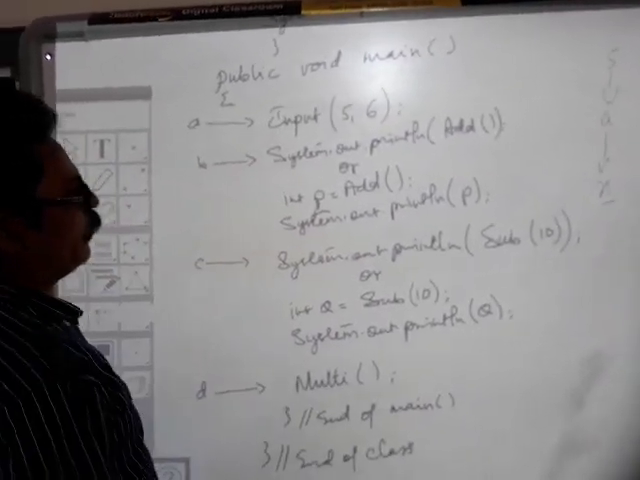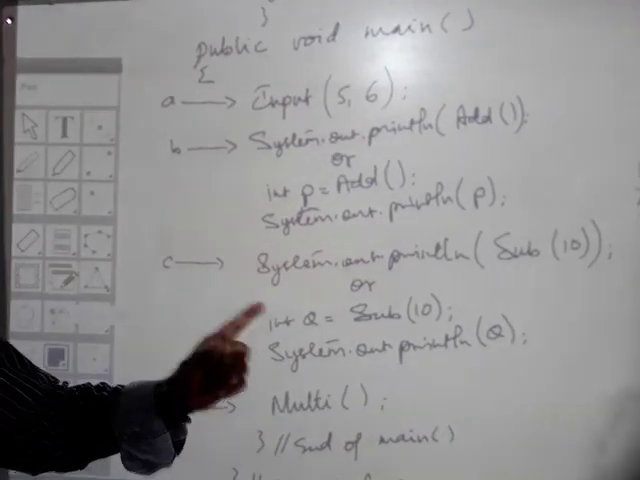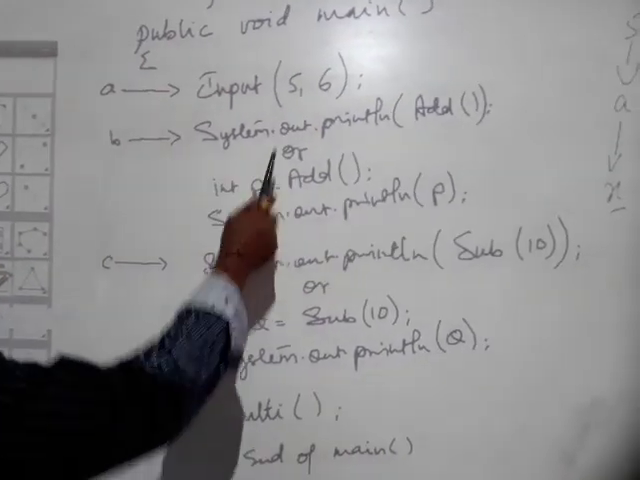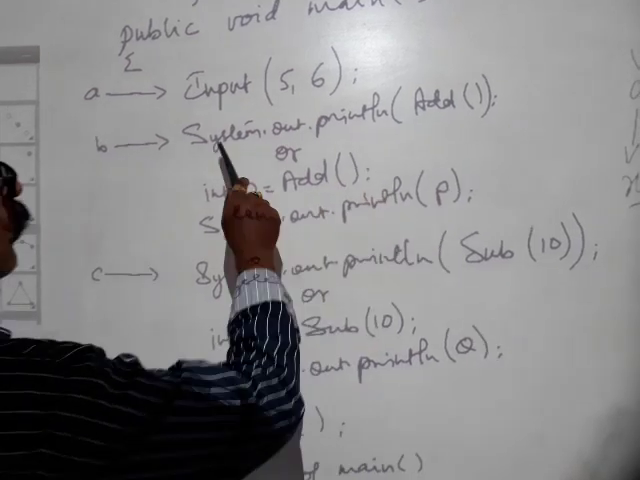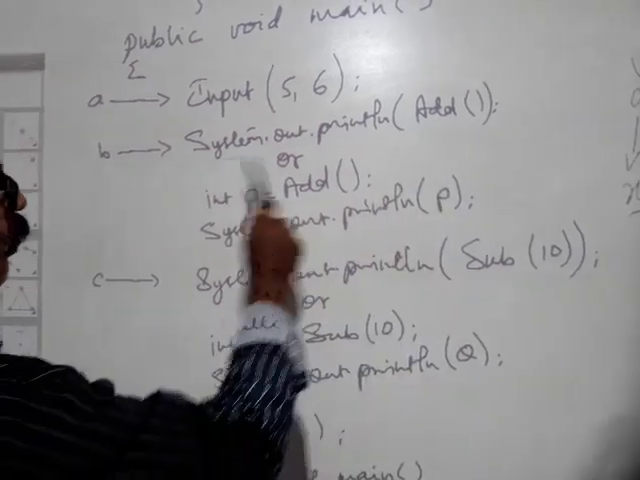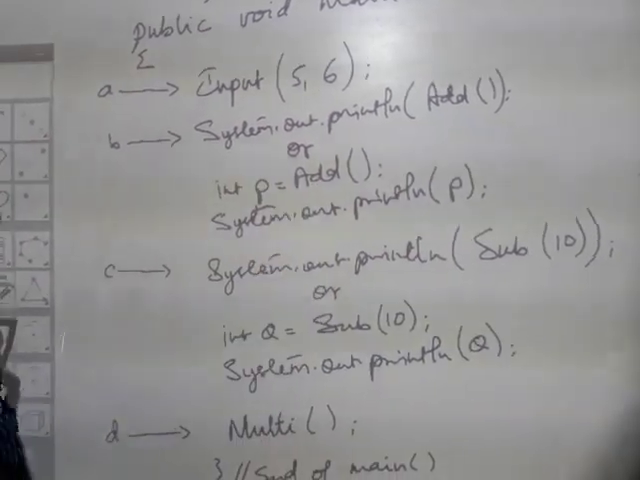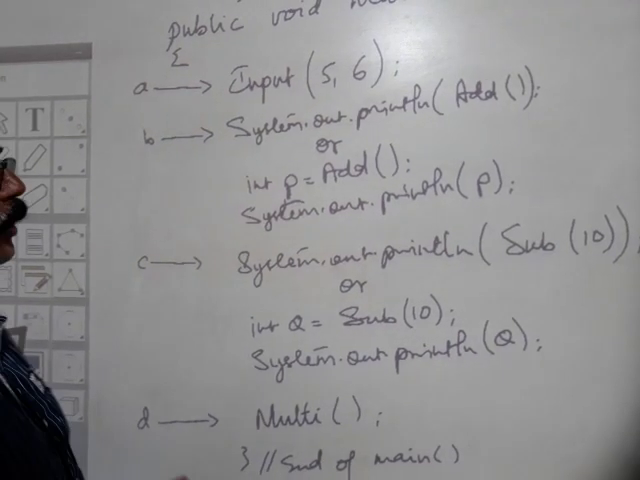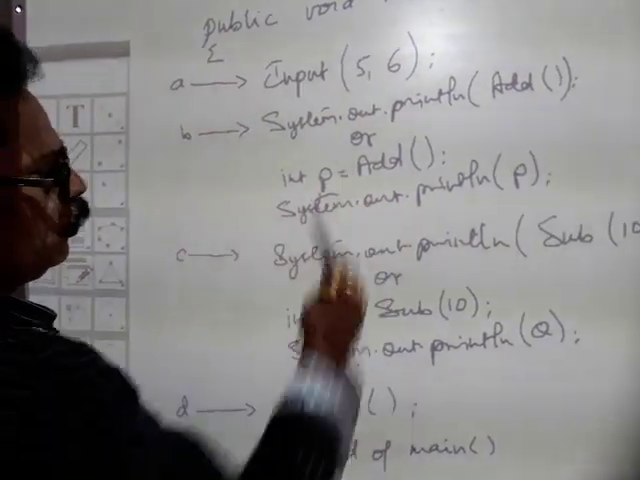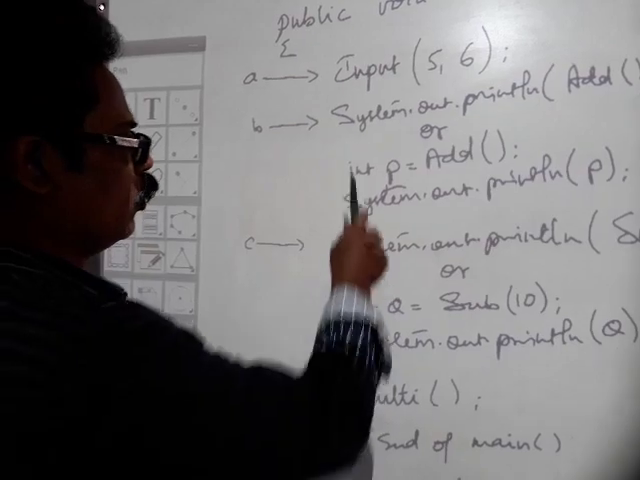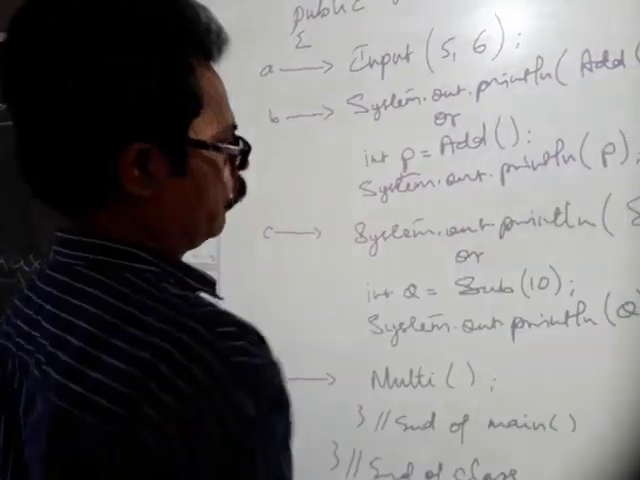Then the next one, that is add. Add is what? Without argument but with return. So any one of the methods that you can adopt: either you write System.out.println(add()) or store, because add is returning an integer type value. So in this case, int p equals add(), because it is returning int. So store into an int variable and print the variable there.